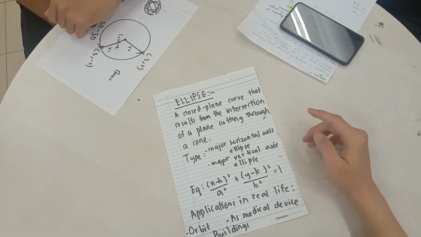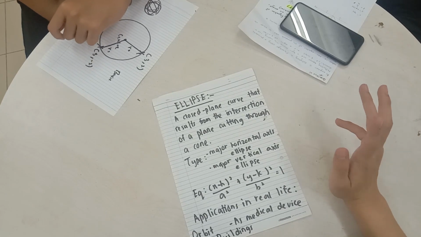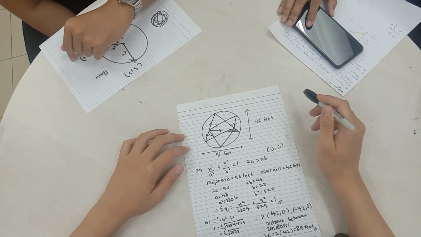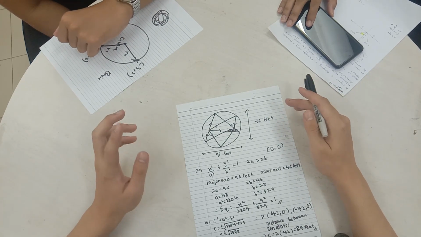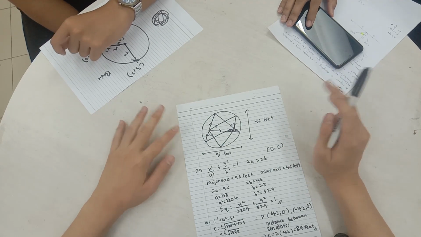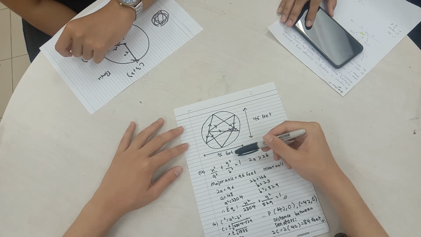The orbits of planets, satellites, moons or comets are always elliptical in shape as they travel around. Now, this is an example of an application of ellipse in real life. The Statuary Hall in the Capitol building of Washington DC is a whispering chamber. Its dimensions, as shown, are 46 feet wide and 96 feet long.